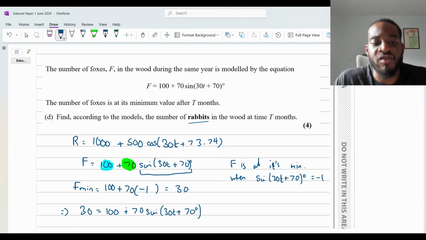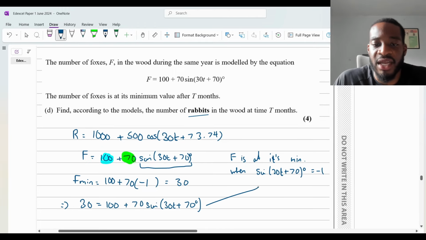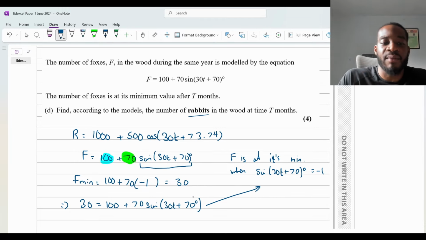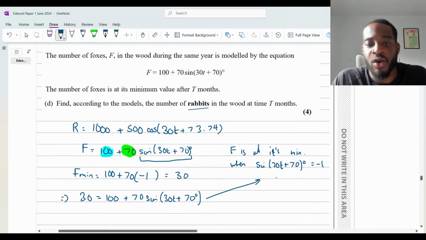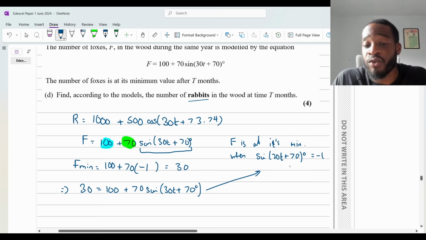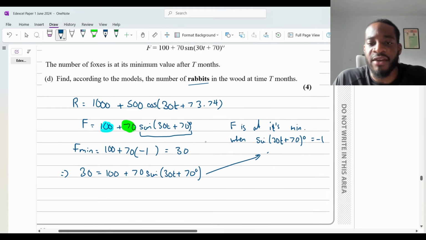And then if you were to rearrange that, you get to this point anyway, because you take 100 away, which is -70, divide by the 70, and you get -1. So you can do it this way, or you could just go directly here, which is what I would recommend. But the main thing is we need to solve this equation: sine of 30t plus 70 is equal to -1. Let's figure out what t must be.